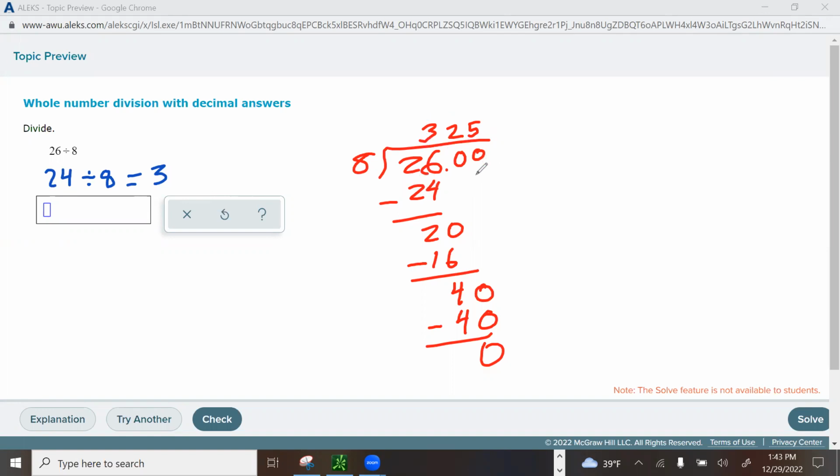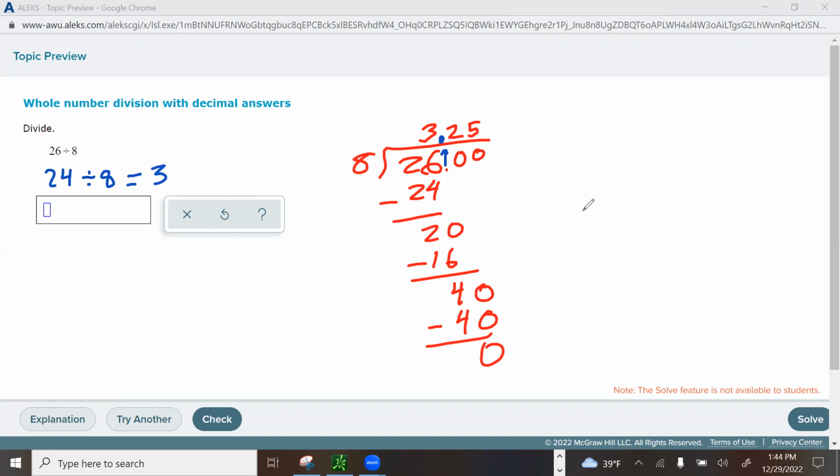Remember how I said with multiplication you don't have to keep the decimal points lined up, but you do with addition and subtraction. You also need to with division. So the decimal point would just go straight up right there. And our answer is 3.25, which makes sense. It's a little bit bigger than 3.